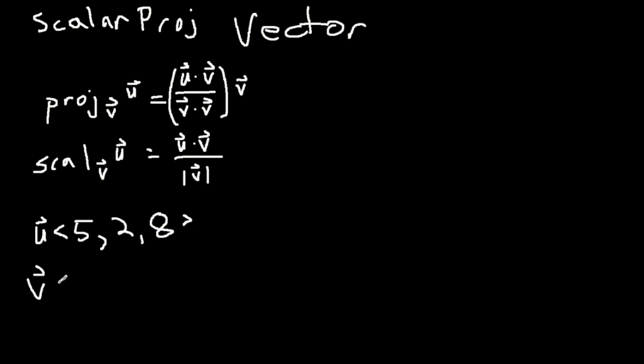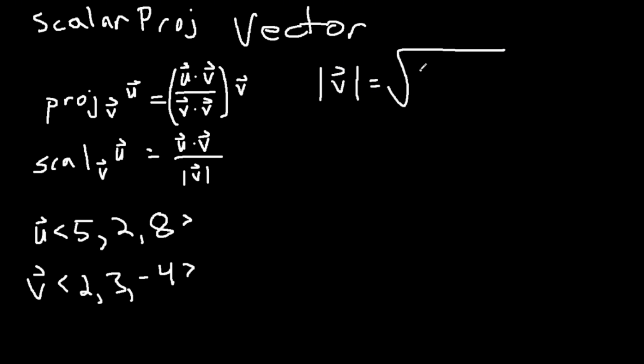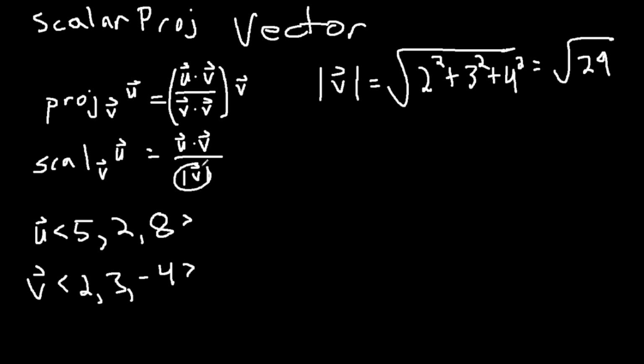And we have v of 2, 3, -4. So let's find the magnitude of v first. The magnitude of vector v is equal to the square root of 2 squared plus 3 squared plus 4 squared. You know what? I'm not putting that into the calculator, that's a very large decimal number. Let's go with the square root of 29 as the magnitude of v. So we have this bottom value here.